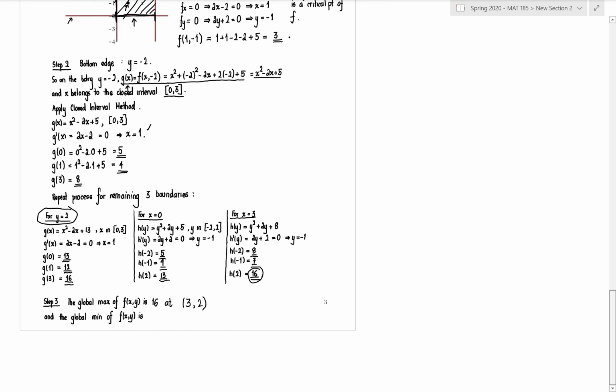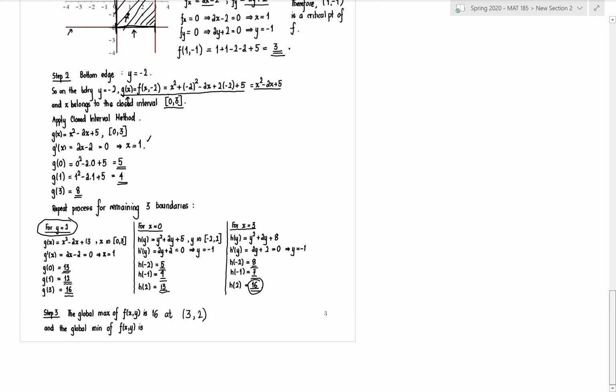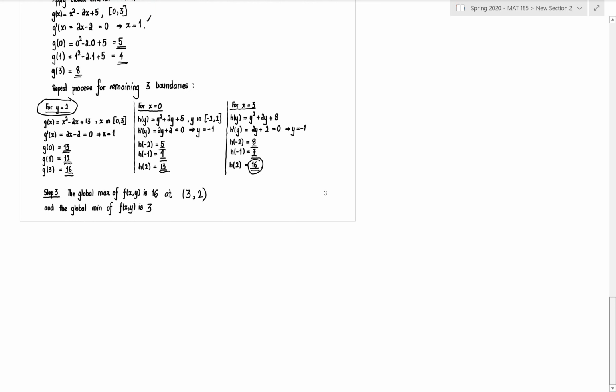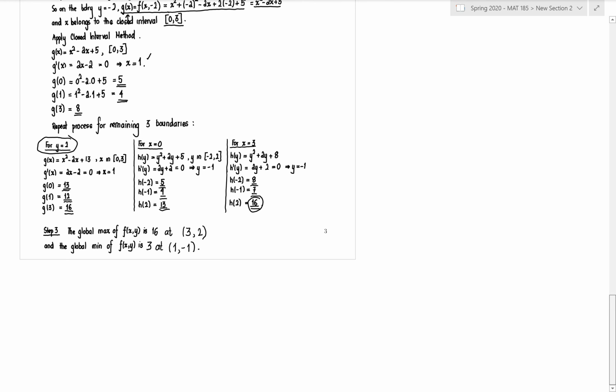All right, now what about the minimum value? I see a bunch of numbers here. The smallest one I see is 3. So we know that the global min of our function is going to be 3 at the point (1, -1). Again, where it's evaluated is just based on the computation here. That's not the most important thing. The most important thing is what the global max and global min of our function of two variables are.